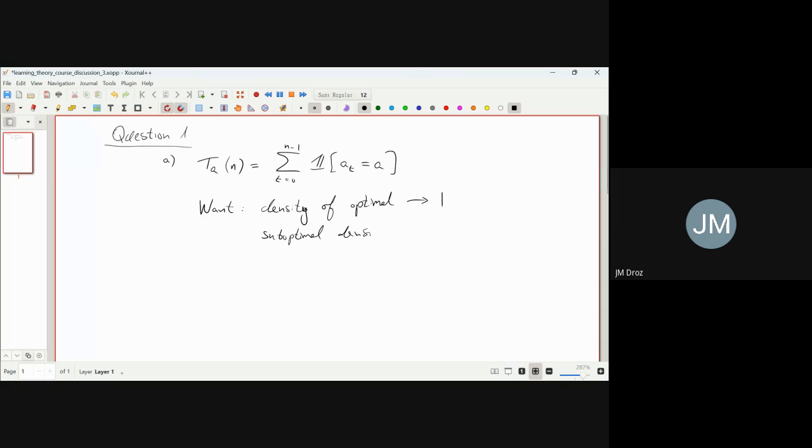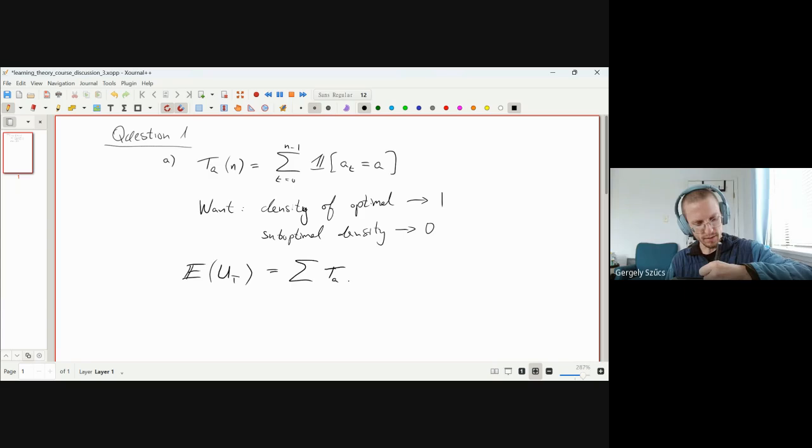And then I write a very standard formula for bandits that we already used in the course, which is that the expectation of the reward for some time is the sum over the different actions of the probability of taking this action at this time multiplied by the expected utility of this action. So it would be like TA up to time t times mu a, something like this.